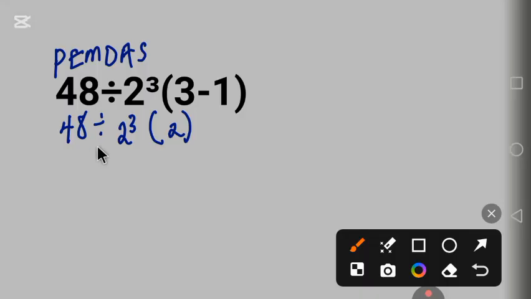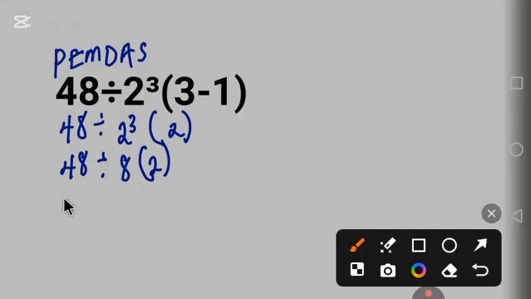Next is exponent. The exponent we have here is 2 raised to power 3, which is 8. 48 divided by 8, times 2. Next is division. We'll solve division first.